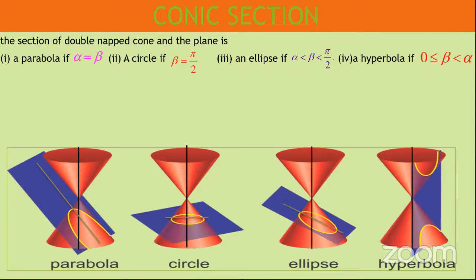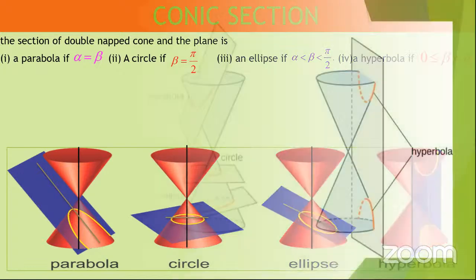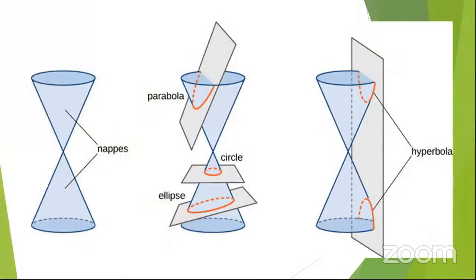Observe the different angles made by the plane with the axis of the cone. It is this angle which makes different plane sections, different curves on plane sections. Hope the introduction is clear, children. So it is the steepness or bend or the angle between the axis of the cone and the plane which gives us the parabola, circle, ellipse, and hyperbola.